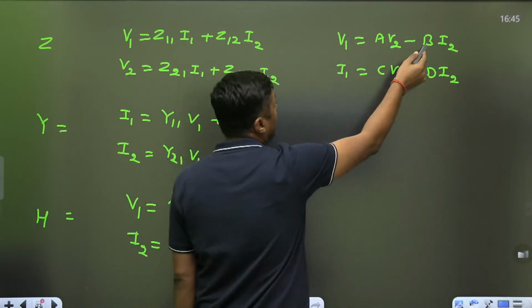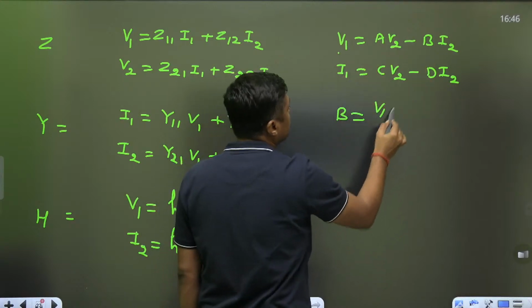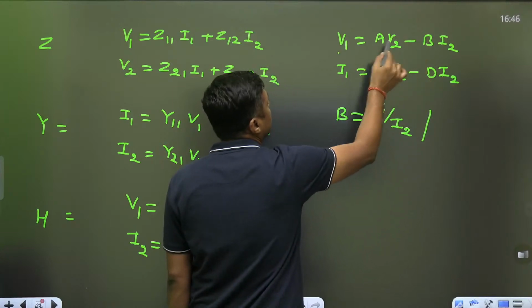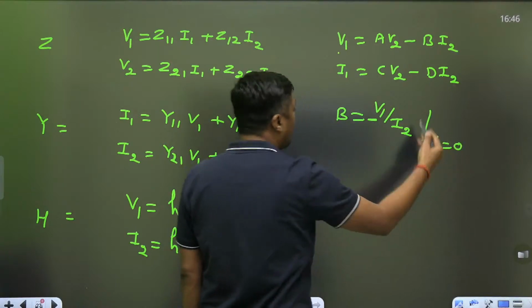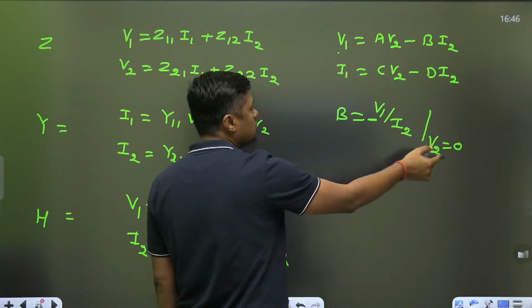Suppose B is required. So what is the B here? B will become V1 by I2. With minus sign, this has to be made zero. V2 is equal to 0. When the output voltage is 0, output is short circuit. When the output current is 0, output is open circuit.